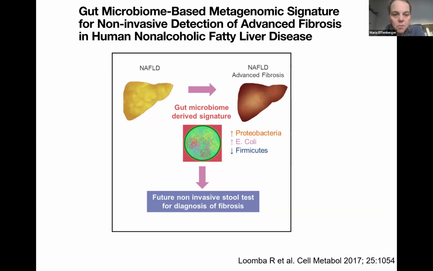And Lombard et al. found that the gut microbiome-derived signature with high levels of proteobacteria and E. coli and low levels of Firmicutes is specific for NAFLD. And he could do that to show that it's possible to detect these microbial signatures in the stool of patients, and therefore can detect NAFLD without invasive tests.